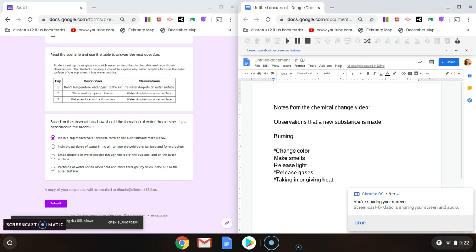And mainly think about if you set a cup of ice out on a hot day, and you can have ice water in it, that would be okay. But it's asking you how would the formations of water droplets be described in the model? And mainly the water droplets are on the outside of the cup, and they're asking you how would that happen? And so the options are ice in a cup makes water droplets form on the outer surface more slowly. And then invisible particles of water in the air.